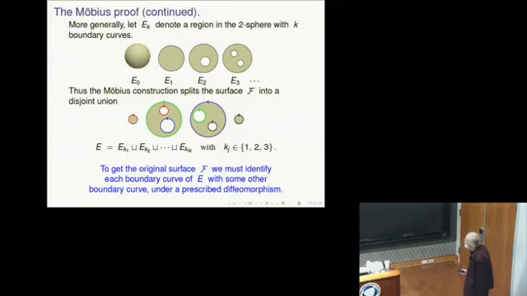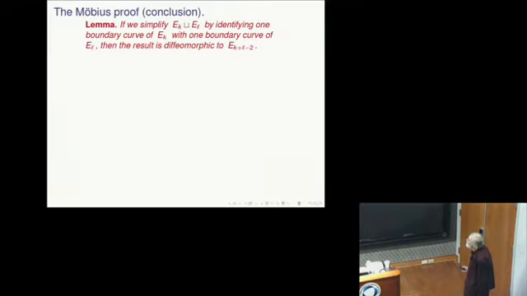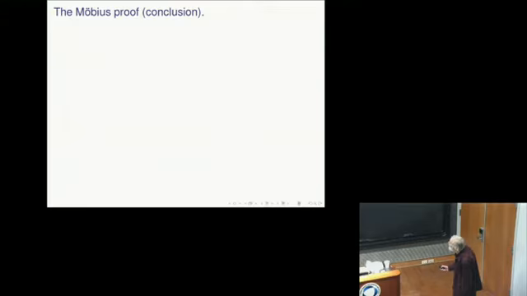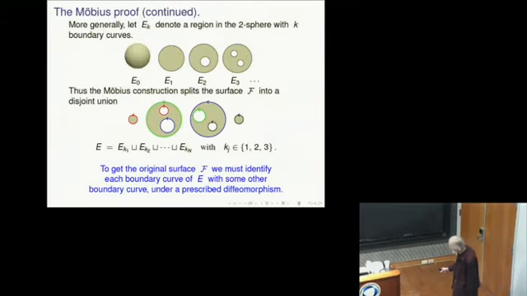Now, here's a lemma. If we simplify this by taking 2 of these sets and identify one boundary curve of the first one with one boundary curve of the second, then the result is also something in the same family, with the number of edges being the number of edges of K plus the number of edges of L minus 2, because we glued 2 boundary curves together. So let me illustrate this by going back here.